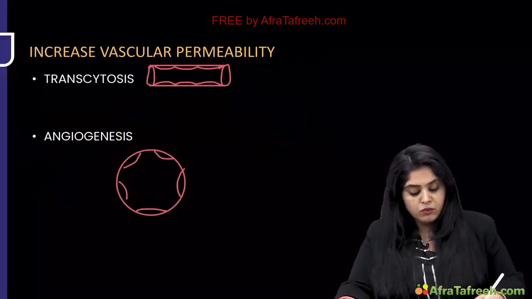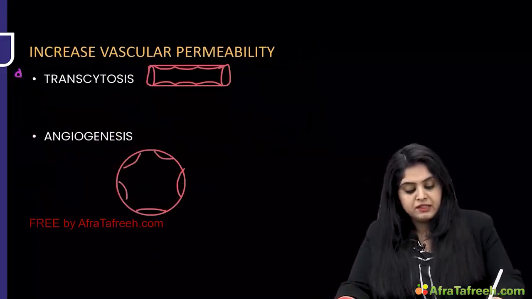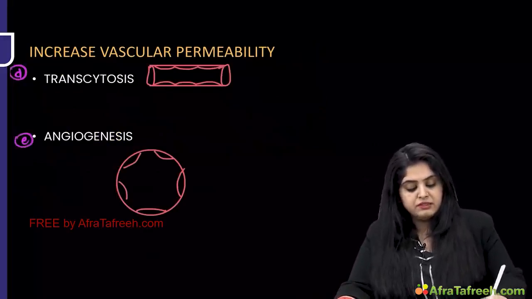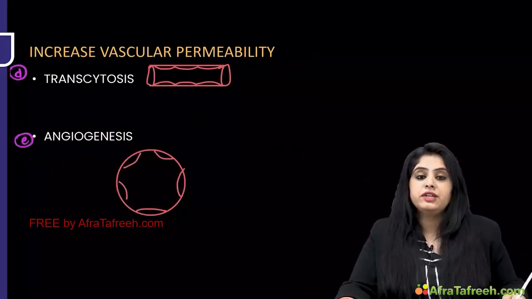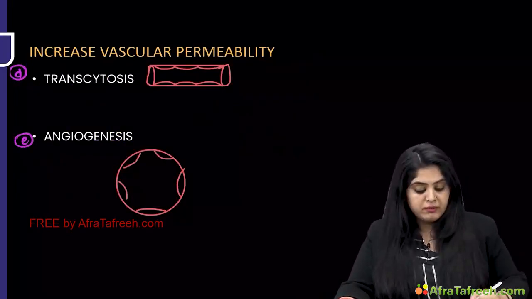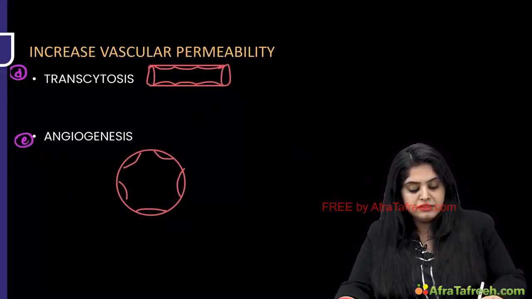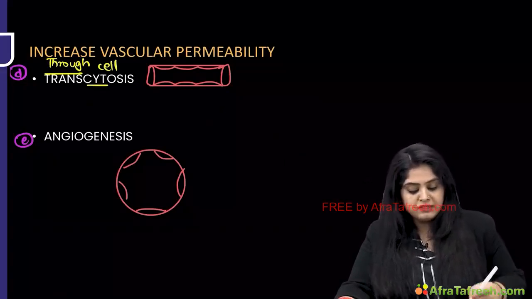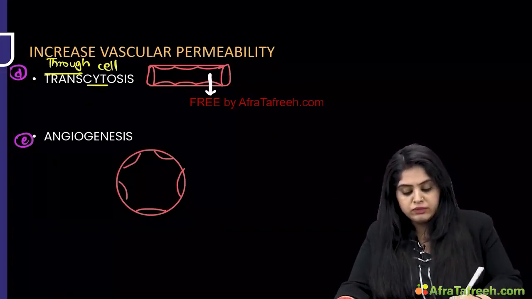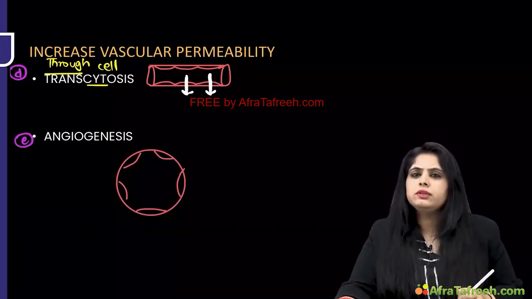What is the fourth and the fifth and the last mechanism? D and E means transcytosis and angiogenesis. Now, what do you mean by transcytosis? Trans means through. Something is going to go through, and cyto means cell. So this time something is going to go through and through the cell. How can something go through and through the cell?